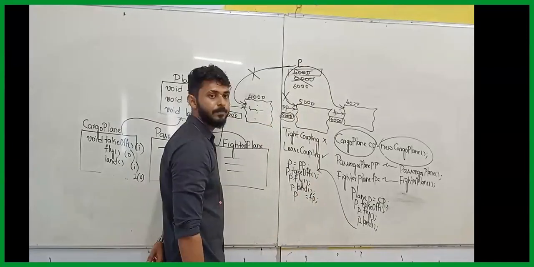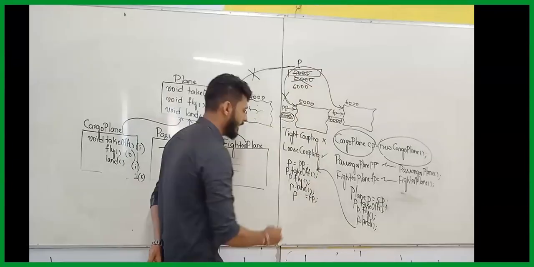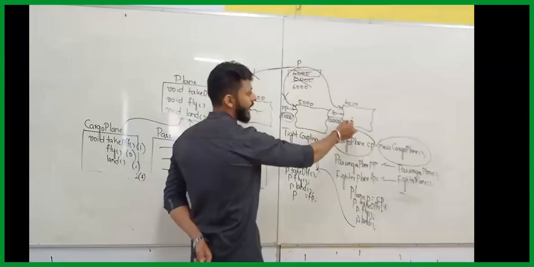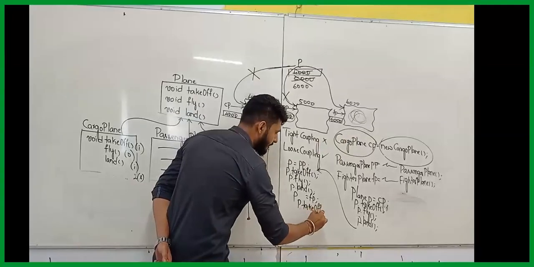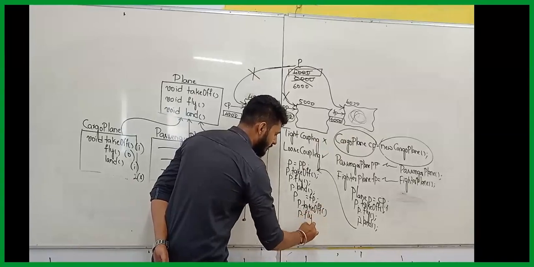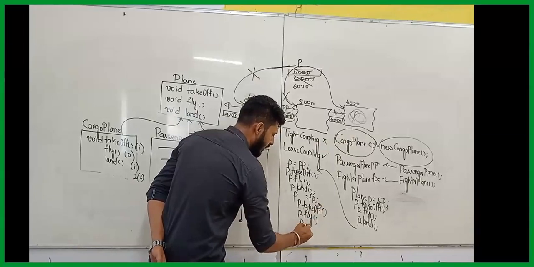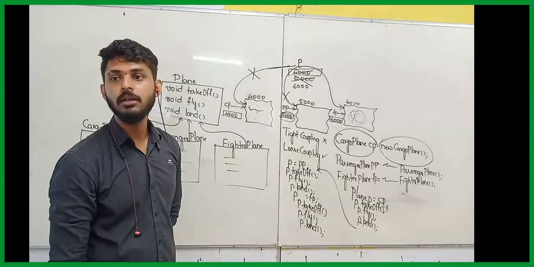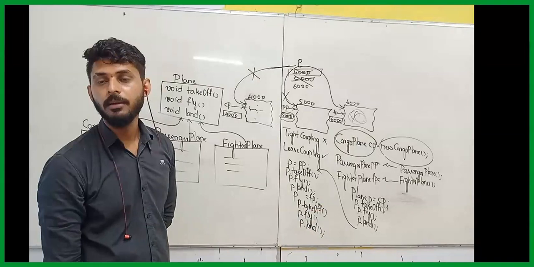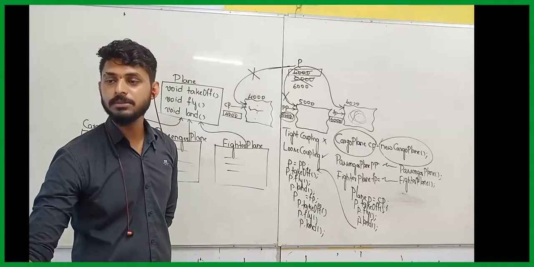And then if I am able to access whatever is inside using FP, don't you take P dot fly, P dot land? Yes or no? This is nothing but your polymorphism. But is it the complete polymorphism concept? No, not yet. There are a few more things that you should know.